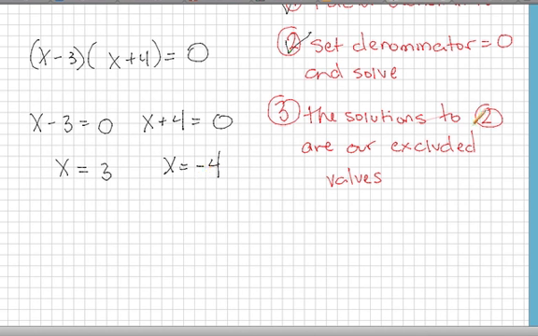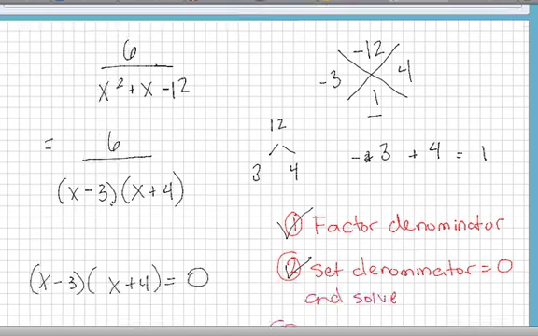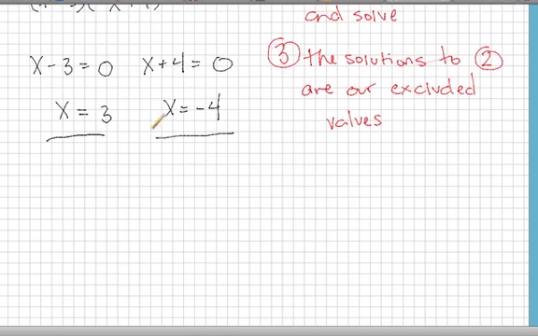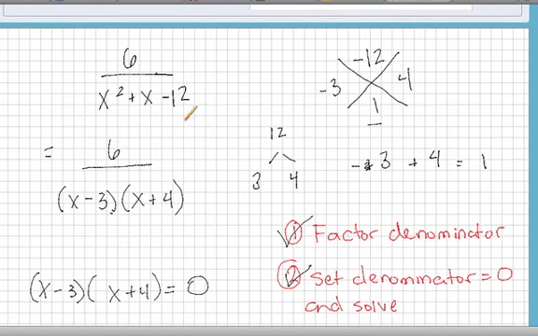And step 3 is just a conclusion. Basically, the solutions that we get to step 2, x = 3 and x = -4, are the excluded values from this expression. So the excluded values from this expression are these numbers right here, because those are the values that make it so we'd be dividing by 0, and we're not ever allowed to divide by 0.